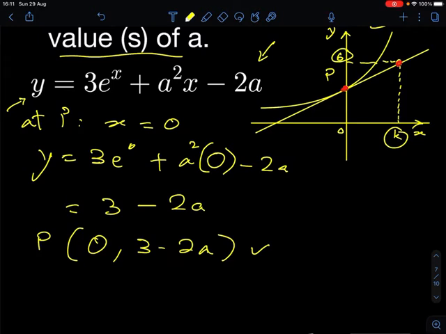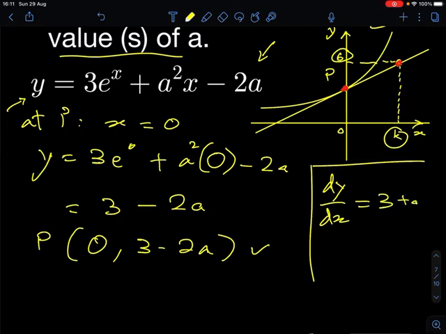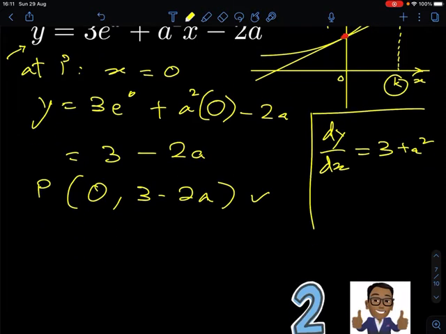The gradient of the tangent at point P, which we already found as dy/dx, is 3 plus a squared. Therefore we're going to use the formula y minus y1 over x minus x1 equal to m, the general formula for a straight line graph.